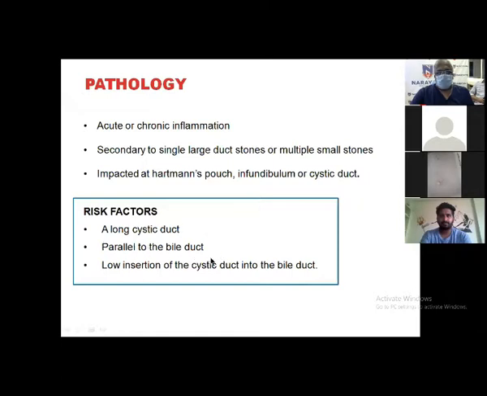so that the stone can erode into it, or sometimes a low insertion of the cystic duct into the bile duct. These are associated risk factors that precipitate a Mirizzi in a case of gallstone disease.